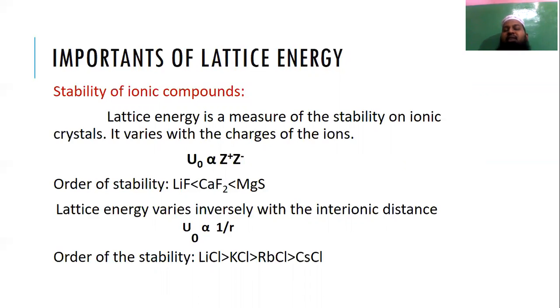Lattice energy is inversely proportional to the interionic distance. It was discussed in the previous slides. Order of stability: lithium to cesium. Lithium has the highest lattice energy because the radius of the cation is small.